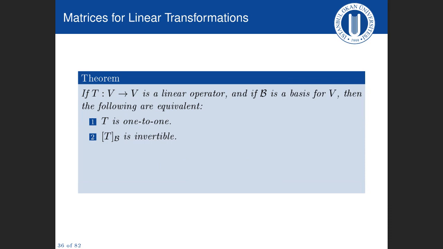Another theorem: if T is a linear operator, so that means domain is the same as the target, and if B is a basis for V, that same basis for domain and target, then the following are equivalent. T is 1 to 1 is equivalent to the matrix for T relative to B is invertible. And we can go further. If we know that T is 1 to 1, or if we know that our matrix is invertible, then it's true that the matrix for T inverse is the same as the inverse of the matrix for T.